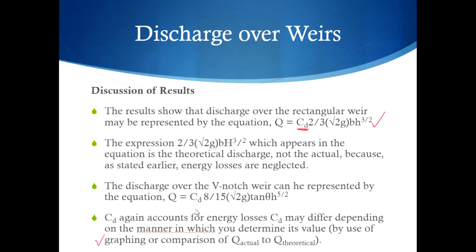The CD in the V-notch weir will be different than the CD in the rectangular weir. That is because the cross-sectional areas of those weirs are different. So the energy loss will be different, so it will be a little bit different. You will have to notice that they are not the same CD for the same shape. And also, if we have a trapezoidal weir, that CD will also be different than these two.